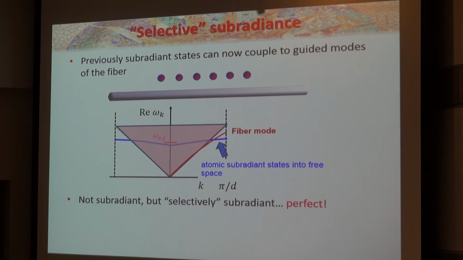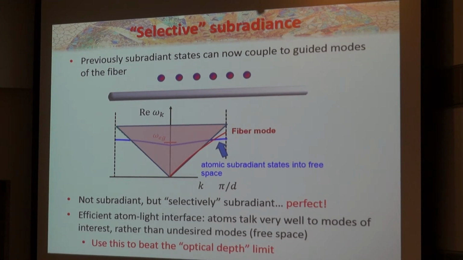So one thing I should say is, I started by talking about subradiance, but of course this is not subradiance anymore, right? Because the atoms will perfectly emit light into the fiber. So it's not subradiance, it's what I'll call selective subradiance. But my claim is that's perfect, okay? That's exactly what you want. Because remember, if the game is to enhance atom-light interfaces, what you really want in the end of the day is you want your atoms to talk very well to your preferred mode of interest, in this case the guided mode, but just be completely suppressed from talking to all other modes, in this case, to free space. Okay? So it's not subradiant, it's selective subradiance. Talks perfectly well to the fiber, but not at all to free space, at least, ideally.